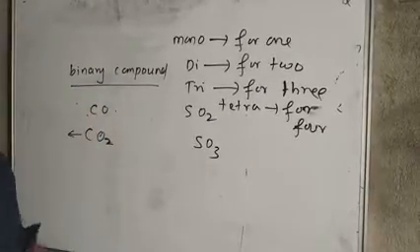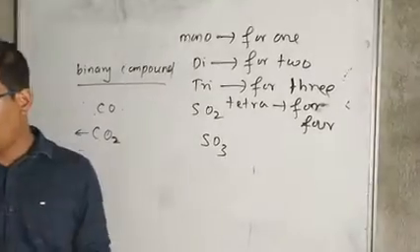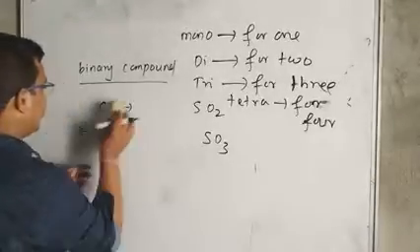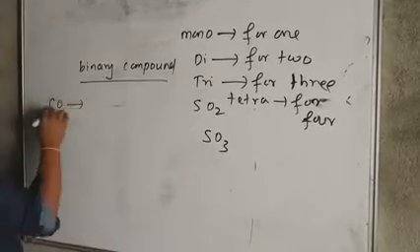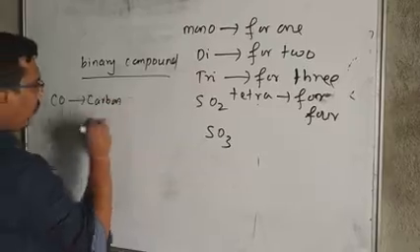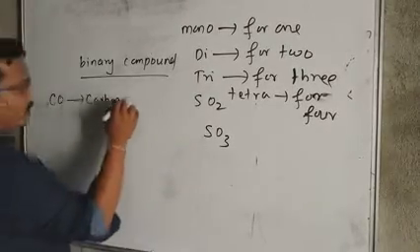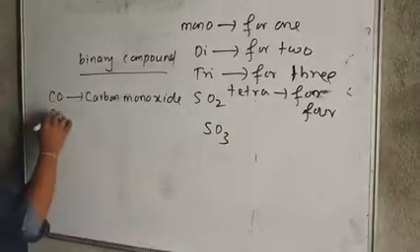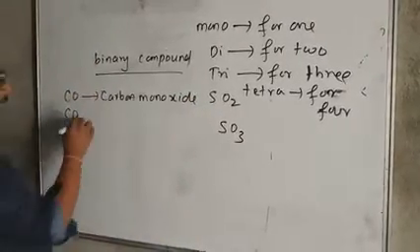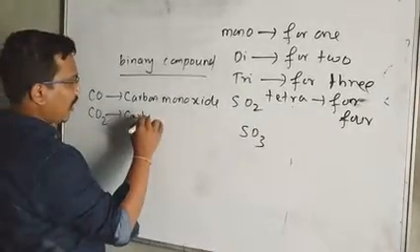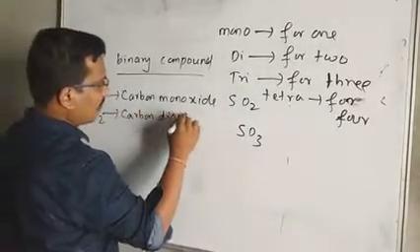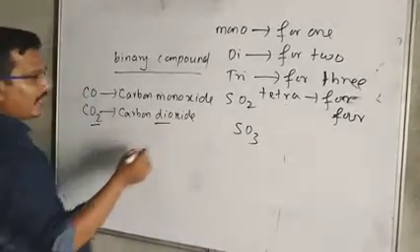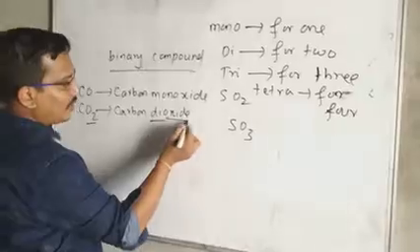Suppose you want to write down the name of the compound, then how can you write the name? There is one carbon atom present, so we can write carbon. One oxygen is present, so we can write carbon monoxide. Similarly, the name of CO2 is carbon dioxide, because there are two oxygen atoms present, so di is used, and since oxygen is present, the word oxide is used.